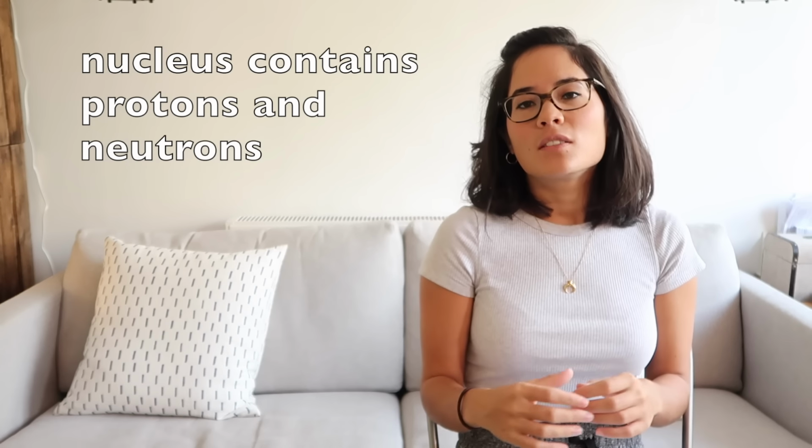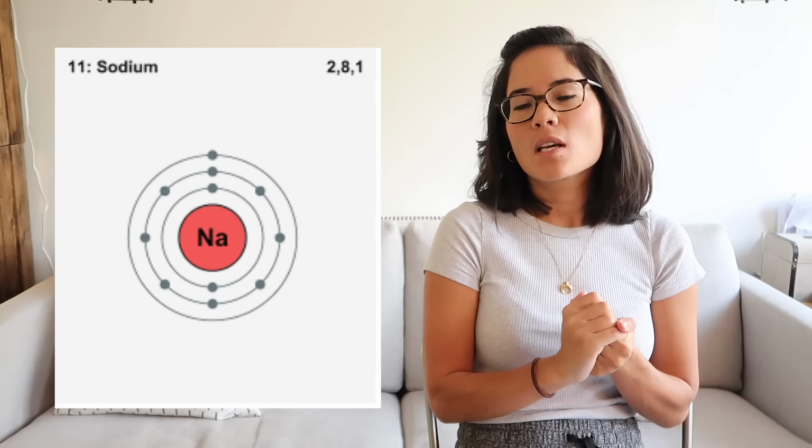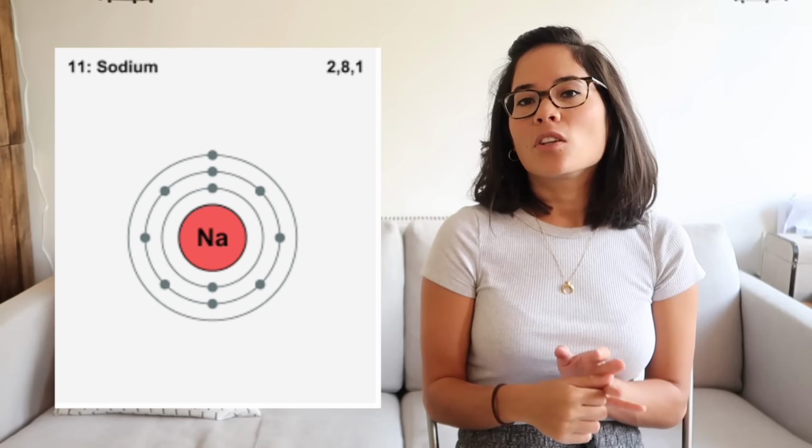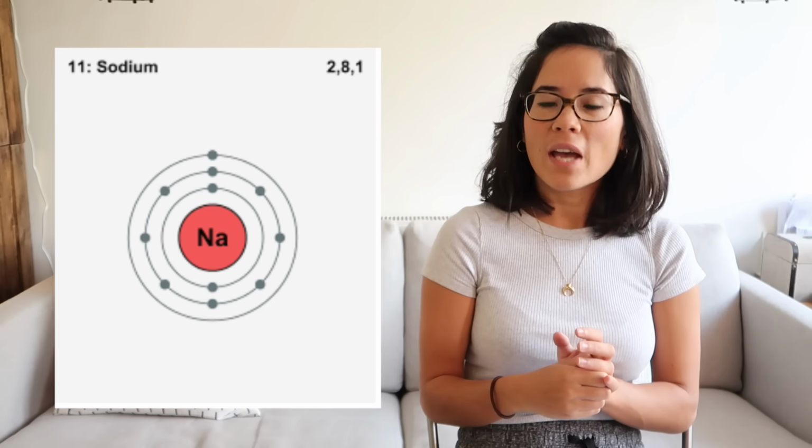So looking at the structure of an atom, remember that we have the nucleus in the middle, that contains the protons and the neutrons. Surrounding that we have circles which we call shells, and these are shells of electrons. Do remember when you're drawing electronic configuration diagrams that the first shell can contain a maximum of 2 electrons, and after that you can contain a maximum of 8.